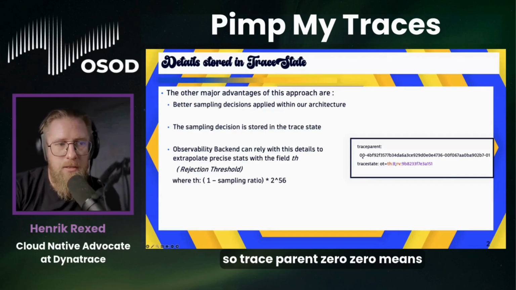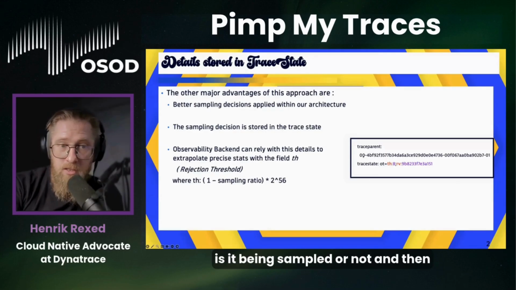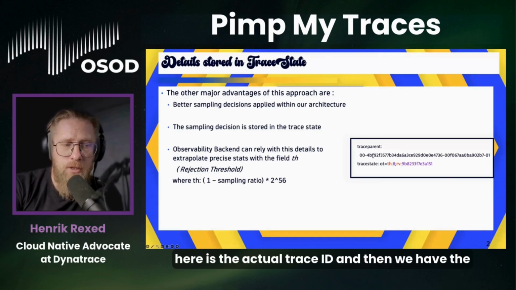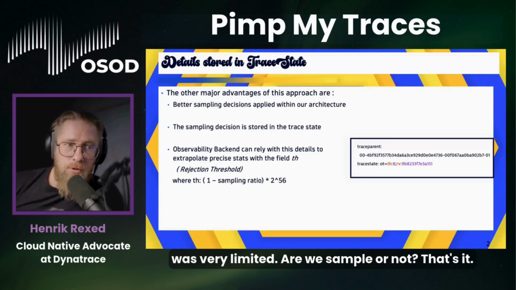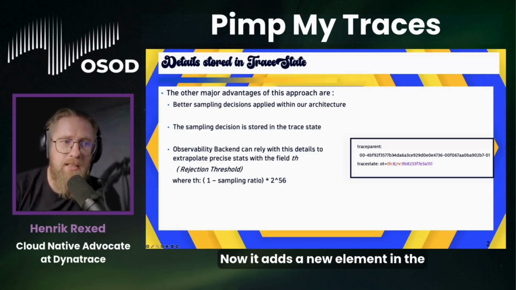In the trace parent, the 0 0 means whether it is being sampled or not, and then here is the actual trace ID, and then we have the span ID. So at the end, the details were very limited. Are we sampled or not? That's it. Now it adds a new element in the trace context, which is the trace state.